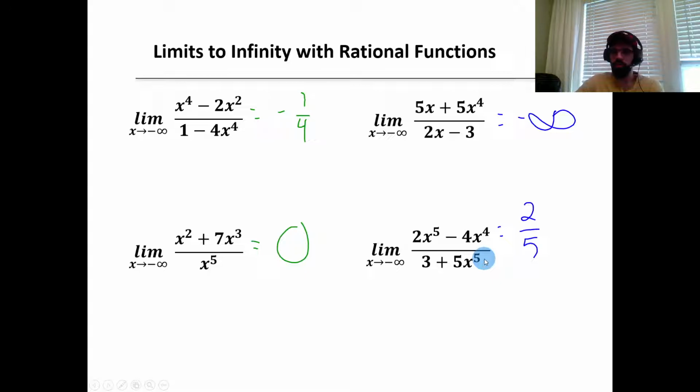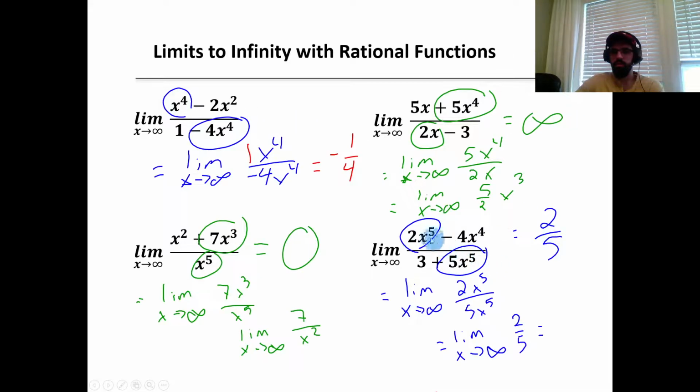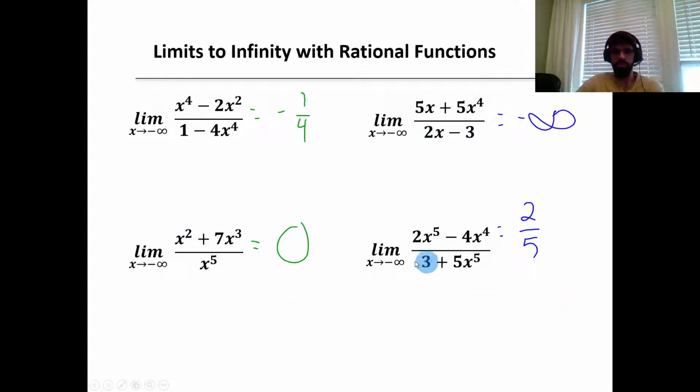The last one, again, we have the same power on top and bottom. Yes, there's an odd number of negative infinities being multiplied on top and on bottom each. But because it'd be negative on top and negative on bottom, a negative over negative still makes it a positive. So we have the positive 2/5 is the limit as x approaches negative infinity for this example as well.